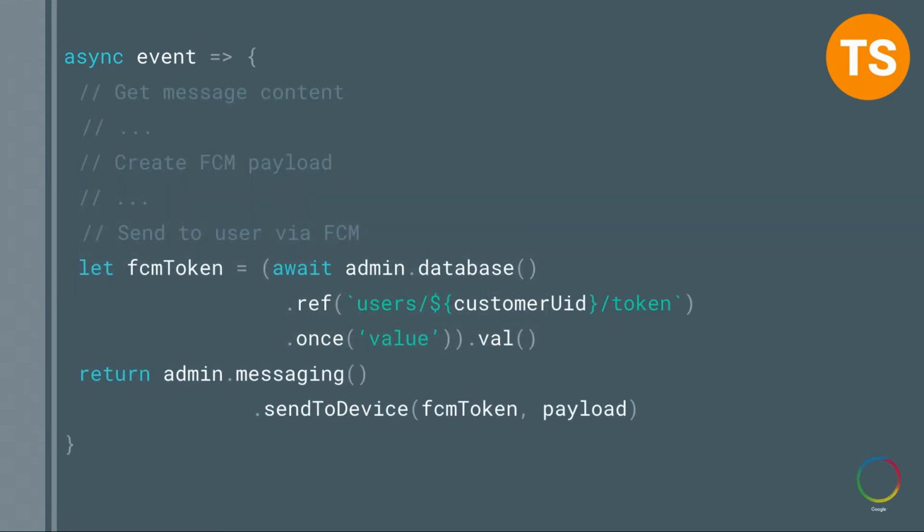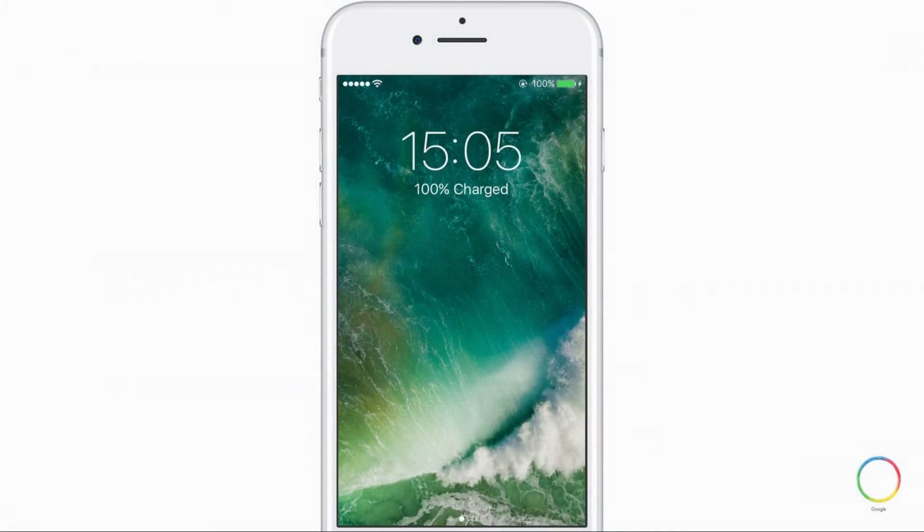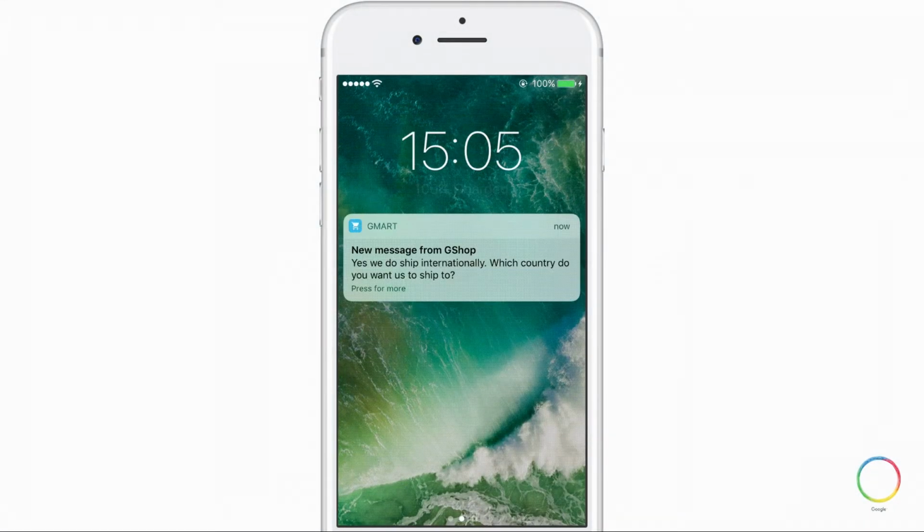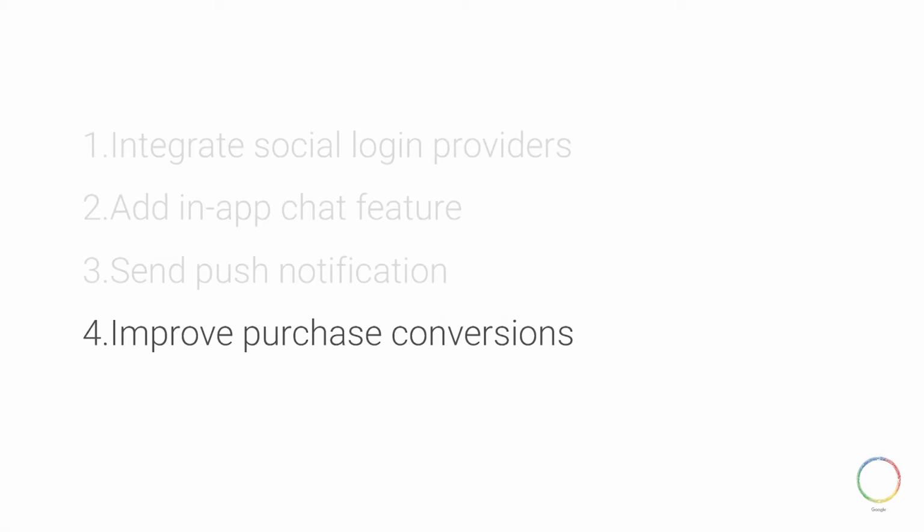Next, we want to send our message to our users. We take out the Instance ID token that we saved to the Firebase real-time database earlier. And then we ask FCM to send our push notification payload to the target user's device. And that's all. Now we have finished implementing a push notification mechanism to notify our customers when sellers have replied to their questions. And that concludes our third recipe of today.